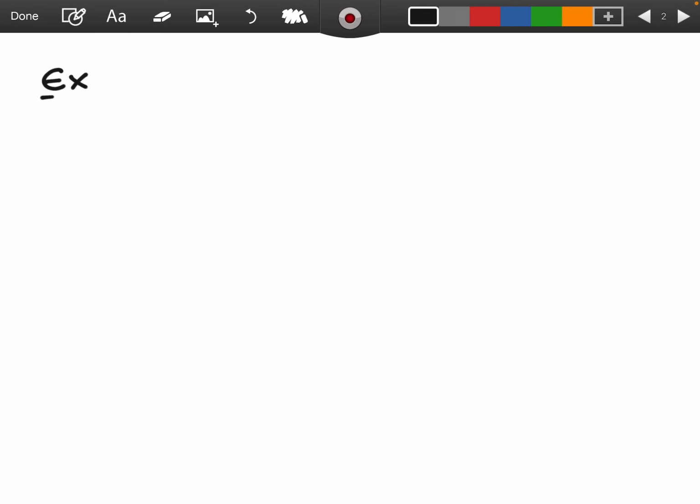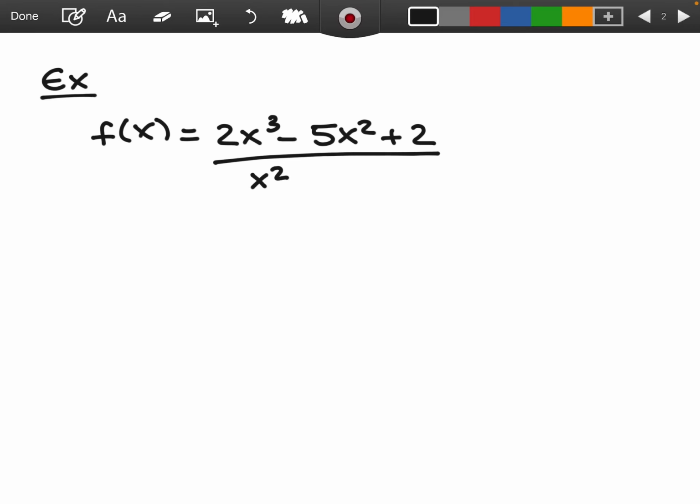Let's do a quick example of this to show finding an oblique asymptote. Let's say we had f of x is equal to 2x cubed minus 5x squared plus 2 divided by x squared minus 3. Again, the degree of our numerator is 3, the degree of the denominator is 2. So the degree of the numerator is exactly 1 more than the degree of the denominator, so we can go ahead and do this polynomial division and find the oblique asymptote.